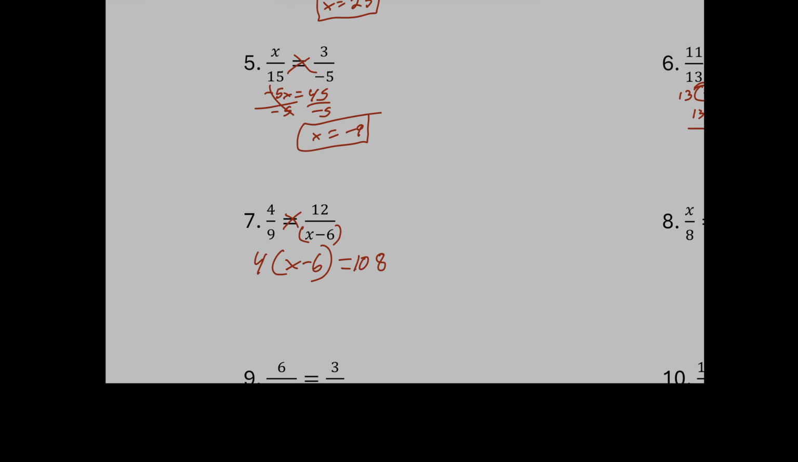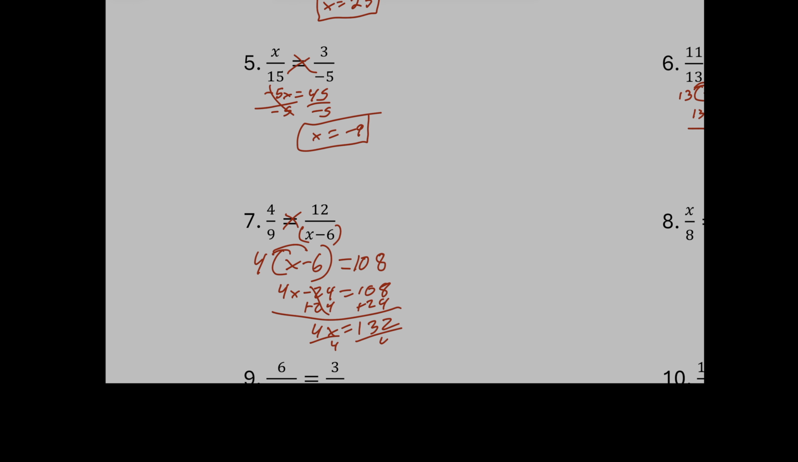So be very careful not to make that problem. Now here you're going to distribute through. You're going to get 4x minus 24 equals 108. Now I'm going to add my 24 to both sides. Boom, boom, die. 4x equals 132.